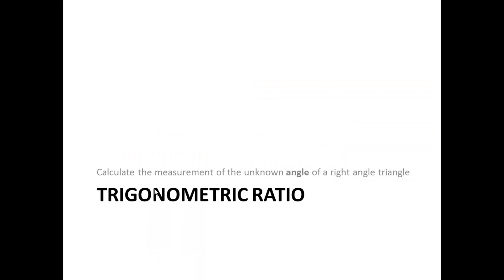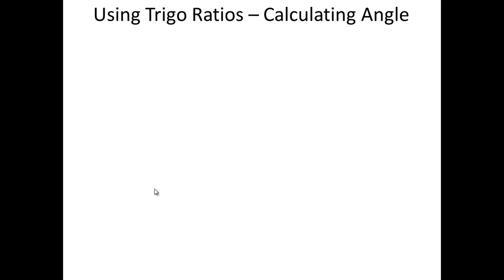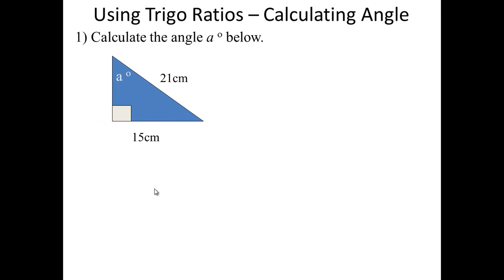Next, we will calculate the measurement of an unknown angle of a right angle triangle. Similarly, first thing we do is to mark out the two given sides. 21 cm is the hypotenuse because it is opposite the right angle, and 15 cm is the opposite because it is opposite to the angle.